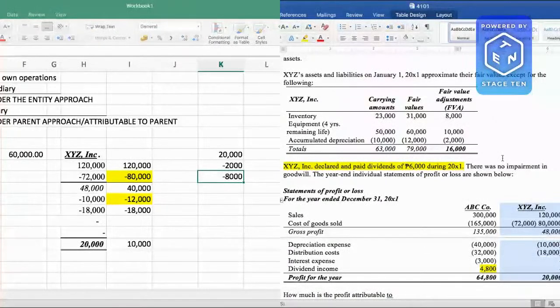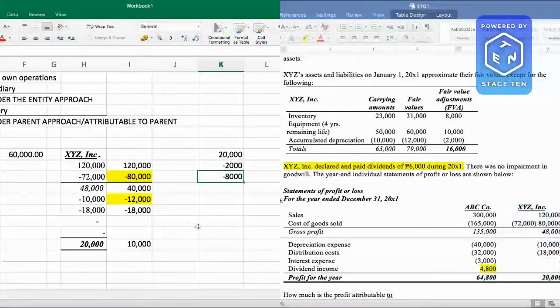So 40,000 in the eyes of the subsidiary divided by 4 years, the depreciation in the eyes of the subsidiary would be 10,000. 48,000 in the eyes of the consolidated entity divided by 4 years, the depreciation in the eyes of the consolidated entity would be 12,000. So here we would still arrive at 10,000. Okay.